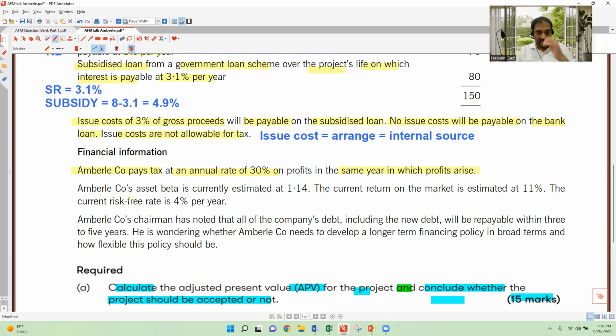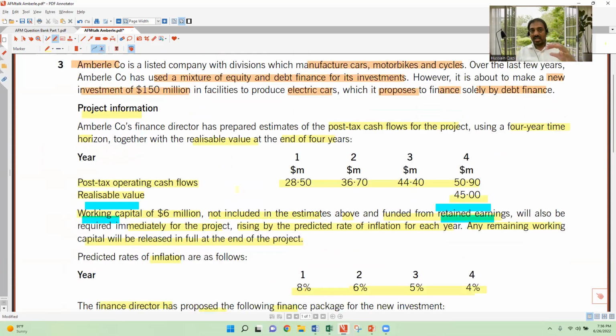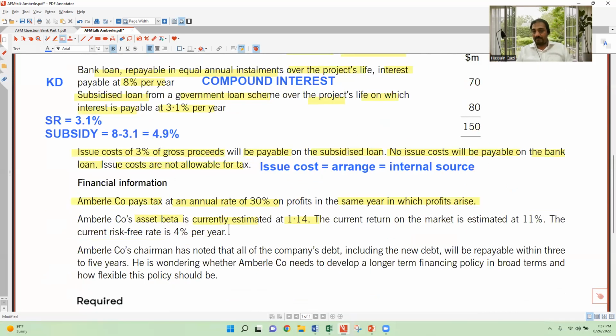Moreover, Amberle's company's asset beta is currently estimated at 1.14. And here the question's impression is that the company has a new investment opportunity with electrical cars. So here electrical car means the new investment opportunity is in the same industry. So it's not about diversification. We can call that particular point expansion.